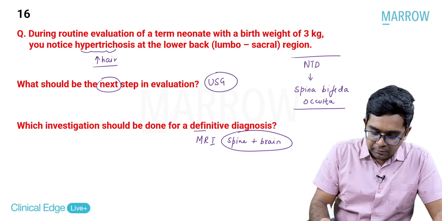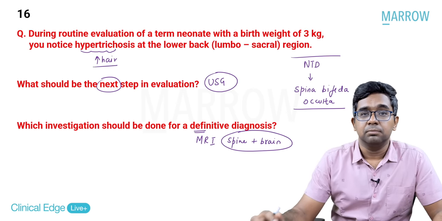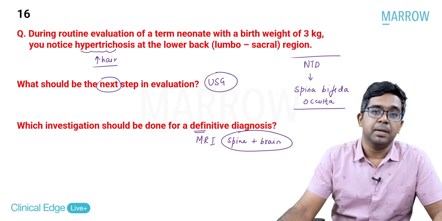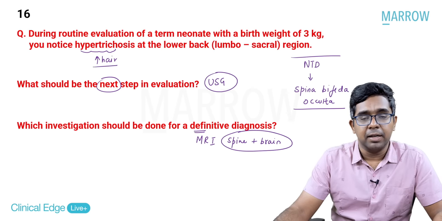So can you see, the wordings in the question will change the answer. Next step will be ultrasound, but the best or the definitive investigation is going to be MRI of the spine and the brain region. Clear? Okay, so that's about this particular clinical vignette.